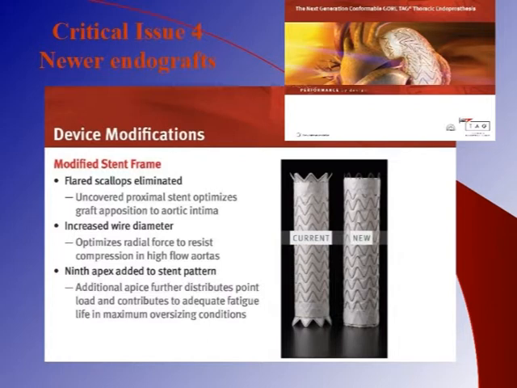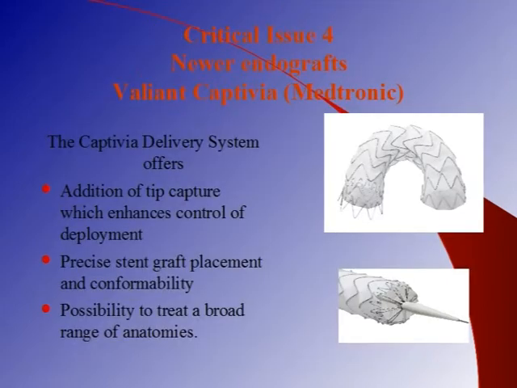Increased wire diameter, which optimizes radial force with the resultant increased resistance to compression in high flow rates. Ninth apex added to stent pattern, which further distributes point load and contributes to adequate fatigue life in maximum oversizing condition. Medtronic has improved the delivery system of the Valiant stent graft, which will be named Valiant Captivia.